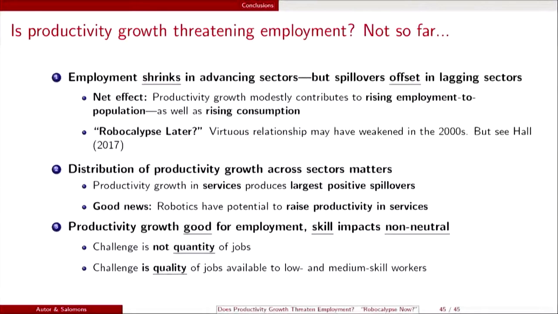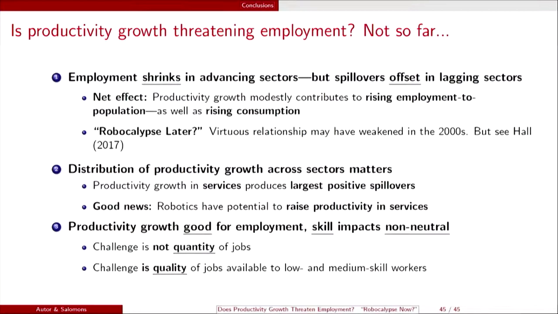Finally, what's good news for employment is not necessarily good news for all workers. These skill impacts of sectoral reallocation are non-neutral, and this underscores something which I think many of us have been aware of for a long time, that the challenge is not the quantity of jobs, it's the quality of jobs. There are many high-skill jobs being created. There are many fewer workers who are qualified for that work.